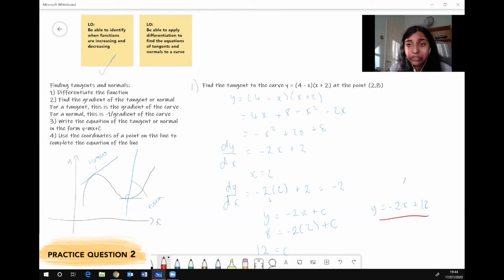So now let's move on to trying to find the equation of a normal to a curve.